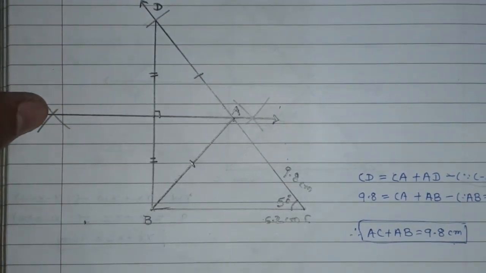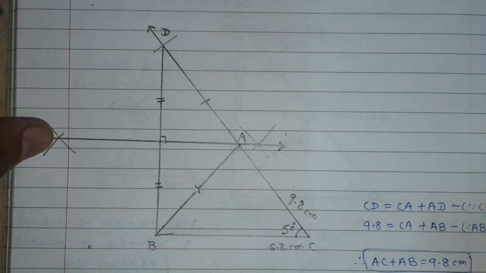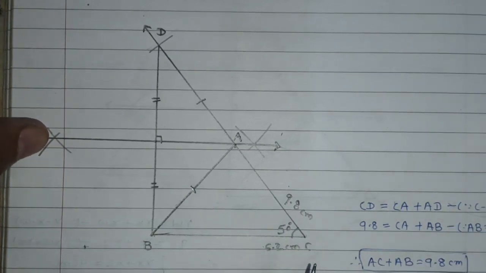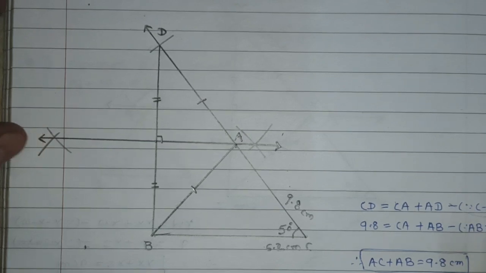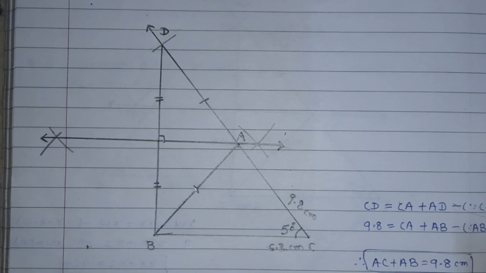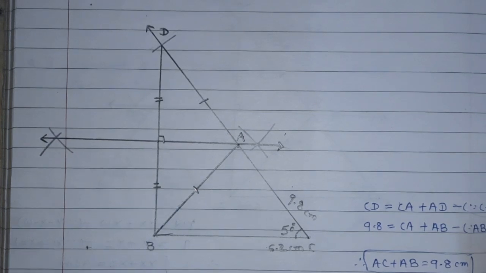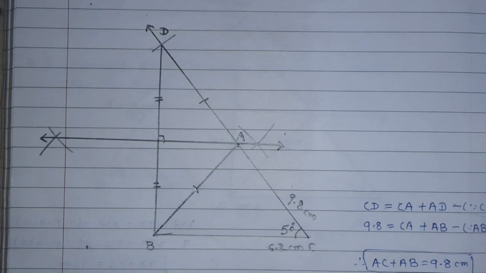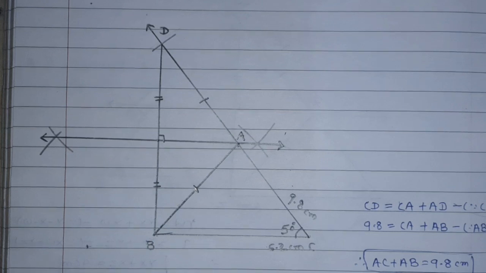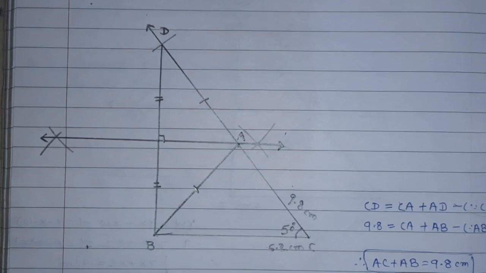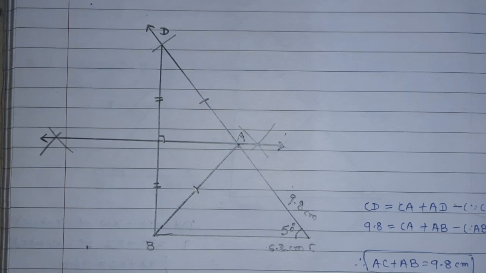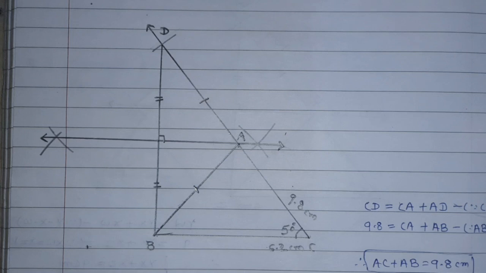Dear student, here we completed the first construction type, that is, one base angle is given and sum of remaining two sides is given. Dear student, in practice set 4.1, there are total four questions. Out of that, I completed the three, and the fourth one is reduced for this year. That means it is omitted for this year because of COVID-19. Therefore, try to solve the question number 4. It will not be asked in an exam. Therefore, dear student, make the practice of this sum again.